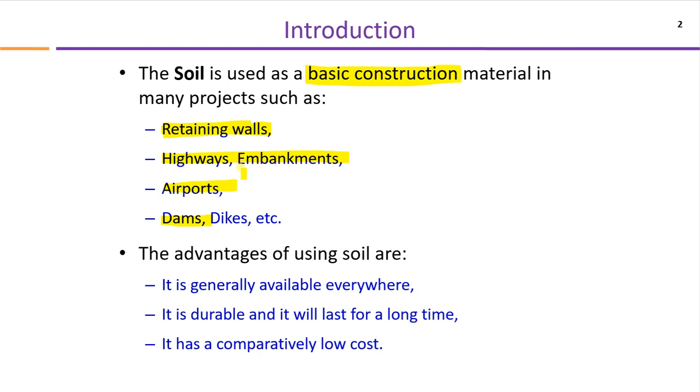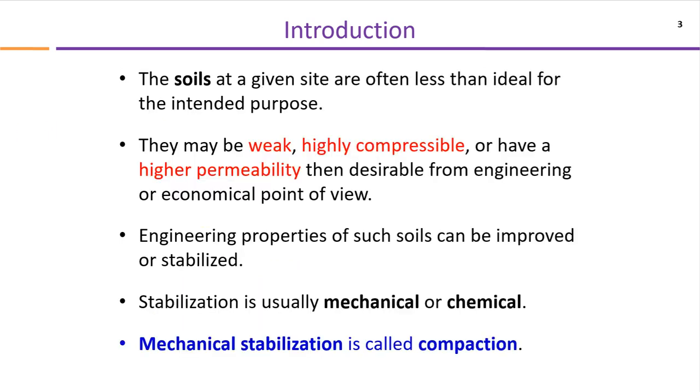Now, the advantages of soil are that it is available everywhere, it is durable and long lasting, and it is low cost. The only cost is the excavation and transportation of the soil. In this chapter we are going to look at a property of soil, which is compaction. With the help of compaction we are going to improve the soil properties. If we compare soil with other construction materials, soil is not an ideal material, so we have to improve its properties.